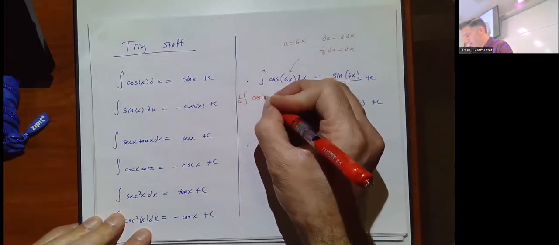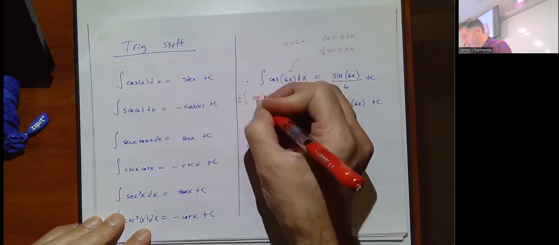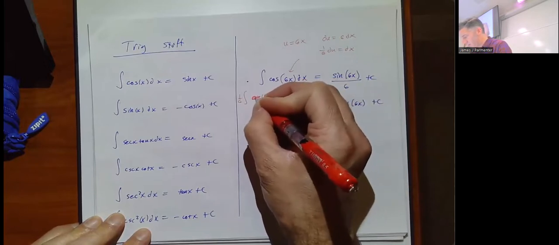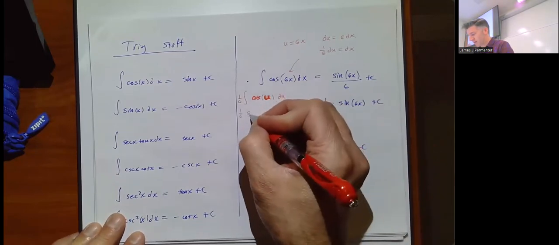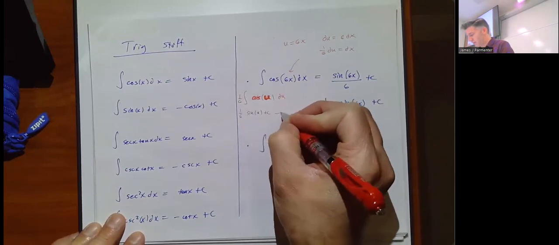That looks terrible. Wow. Can you read that? Probably not. Maybe. Can I scribble more? Sure. And get 1/6 sine of u. And then end up getting that.